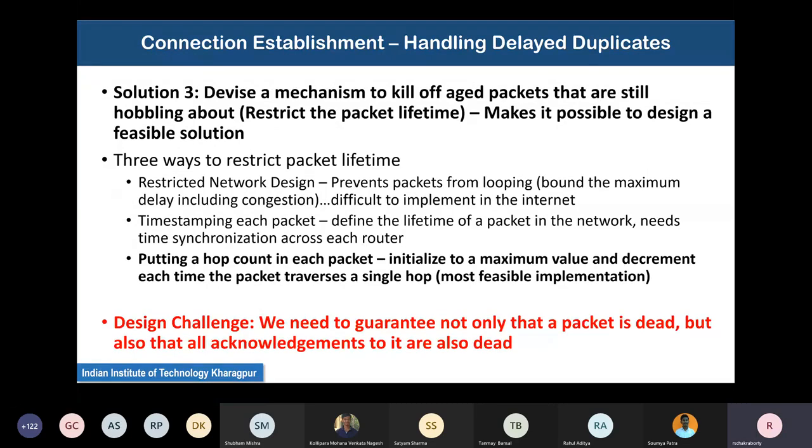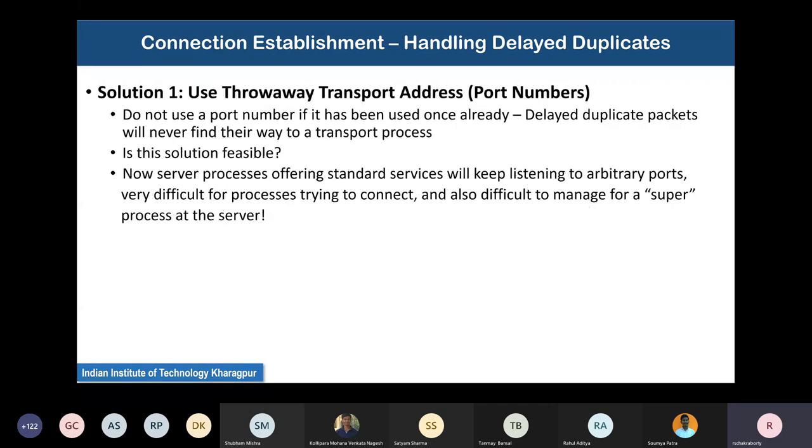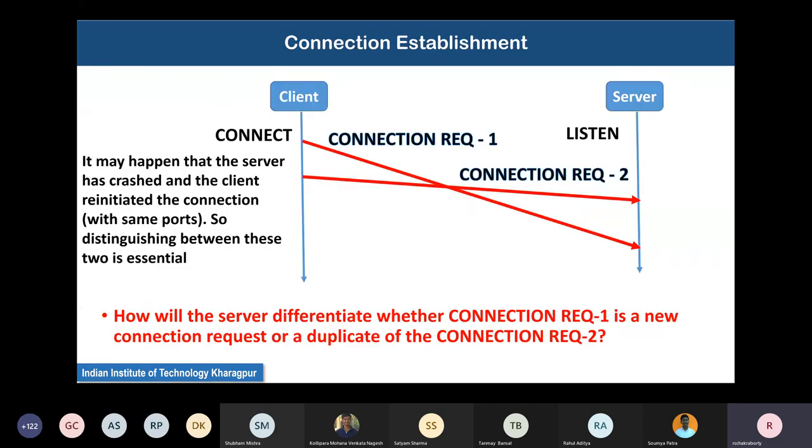Third is what one student suggested: that you devise a mechanism to kill off aged packets that are still hobbling about in the network. That is, you restrict the packet lifetime. What is the meaning of this? Well, connection request 2 reached the server fine in a reasonable amount of time, but connection request 1 took a lot of time to reach the server.